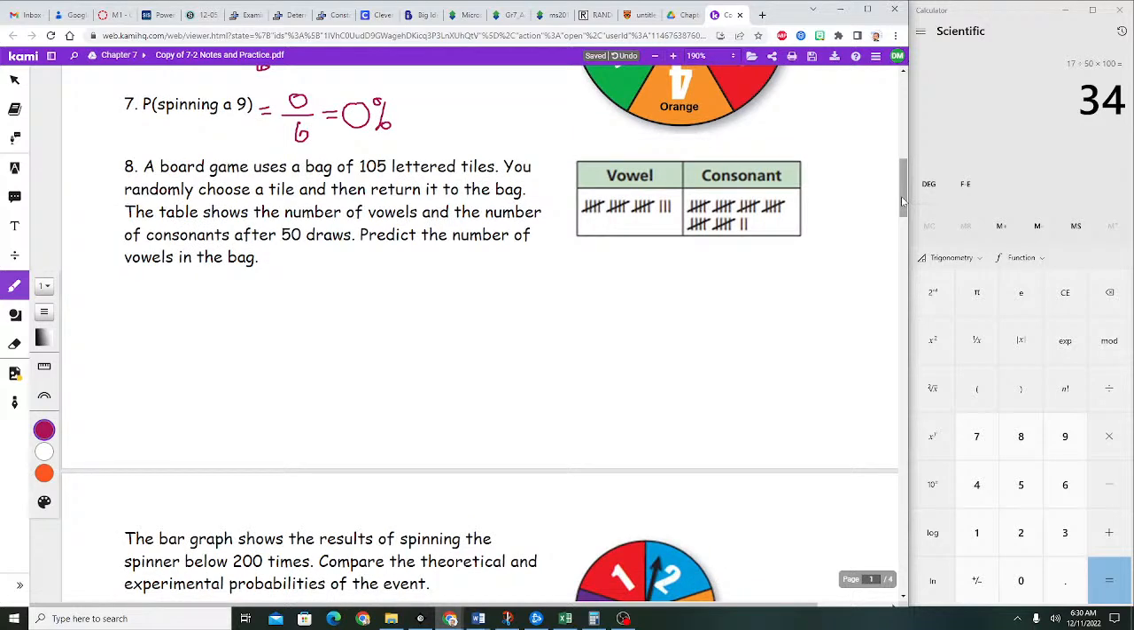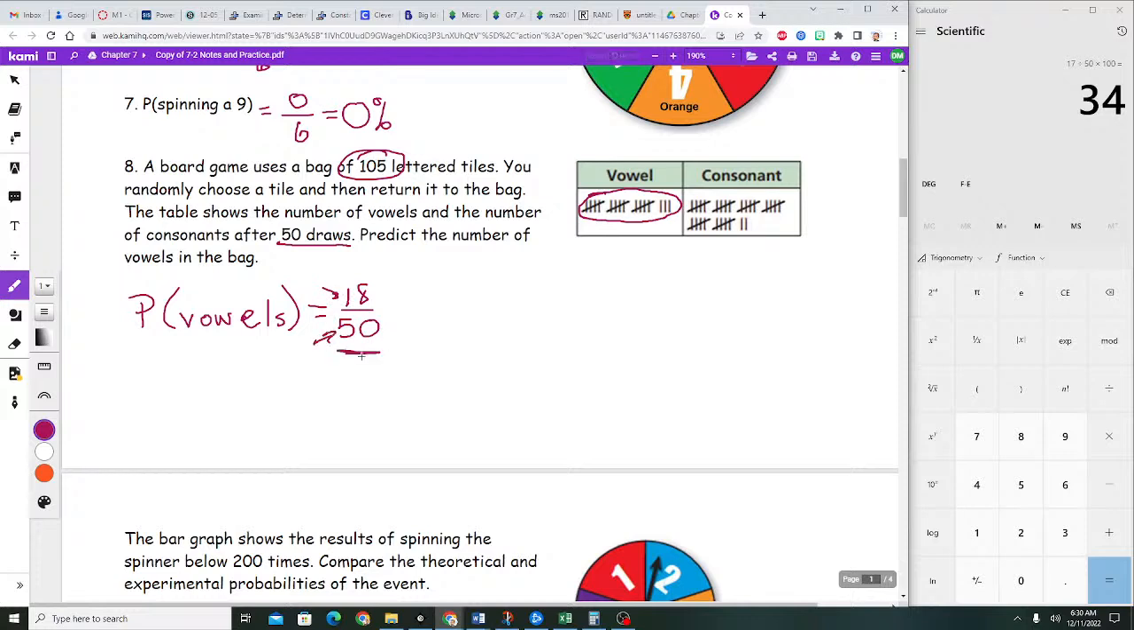A board game uses a bag of 105 lettered tiles. You randomly choose a tile and then return it to the bag. The table shows the number of vowels and the number of consonants after 50 draws. Predict the number of vowels in the bag. So we want probability of vowels. That's going to be the first thing that we need that's helpful to us. We've got 18 vowels out of 50 draws. So instead of finding the percent, we can say, here's a ratio of vowels to draws.